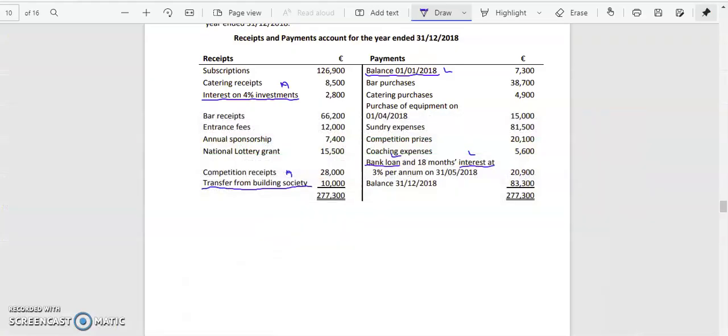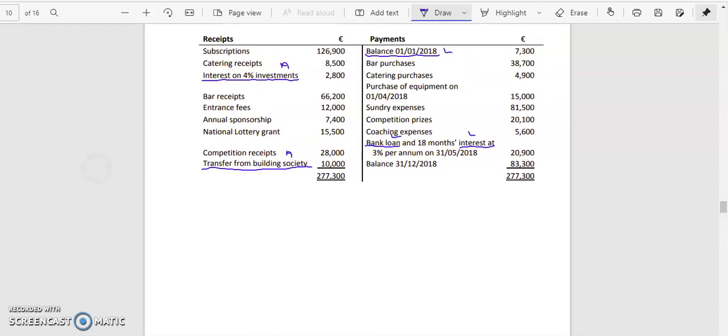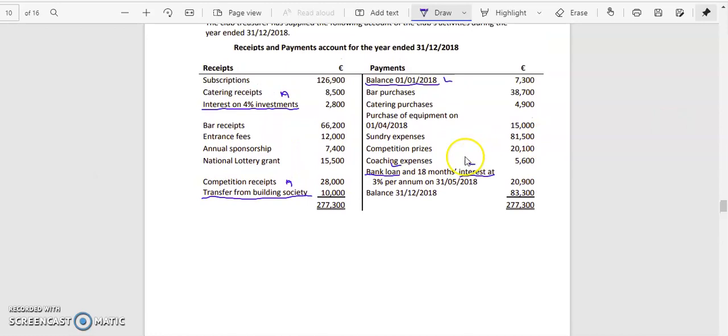So just remember, some of them you might do a small adjustment, like for example your competition receipts. We had our competition prizes, and be careful then with our bar receipts. We'll have done our little trading account, and with our catering receipts then we would have catering purchases, but also we had some closing stock left over at the end. So that's the income side of your income and expenditure account. Have a look at the next video, which will go through the expenditure side.